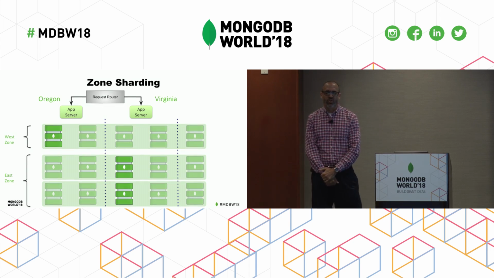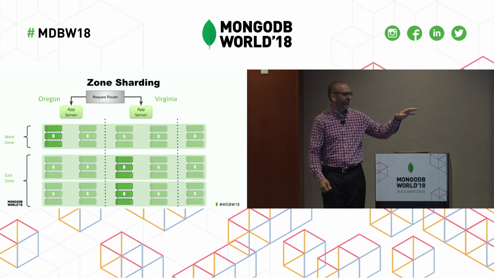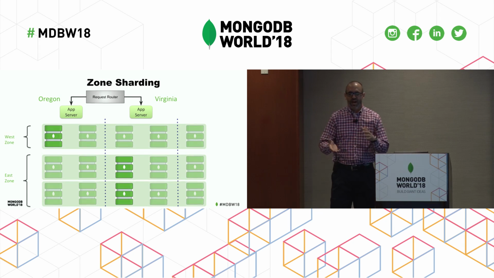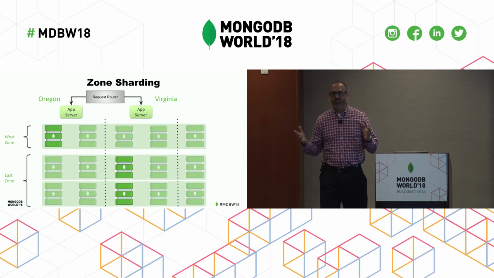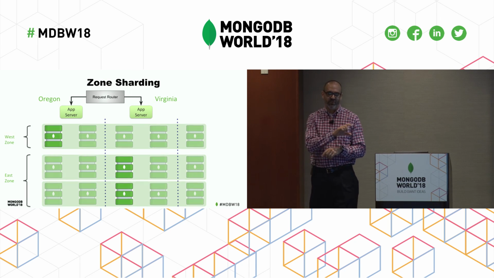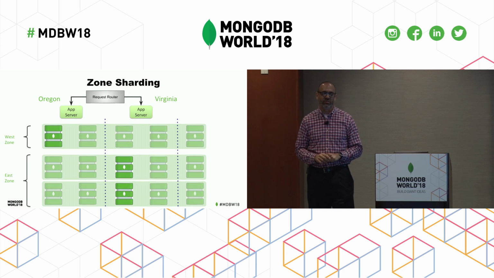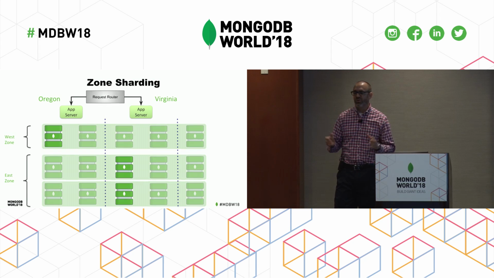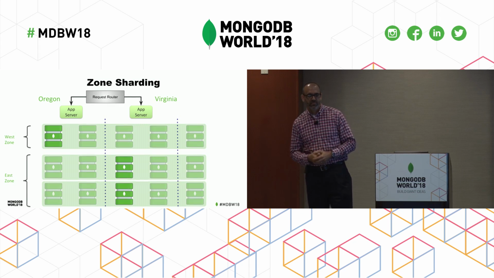And keep in mind that there's no requirement in MongoDB that when you set up these zones, you can only have one shard in each zone. You can have multiple shards in each zone. So if I have a lot more customers on the East Coast, I could have 2 shards for my East region and 1 shard for my West region.